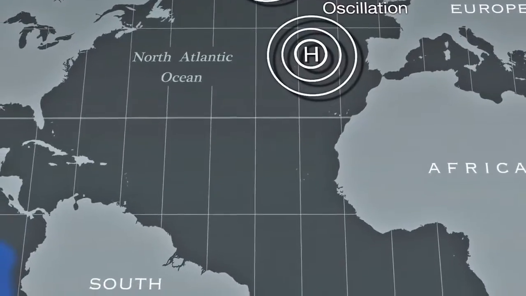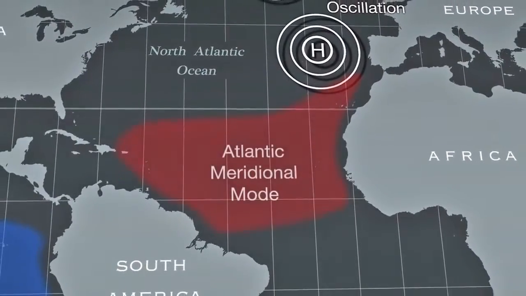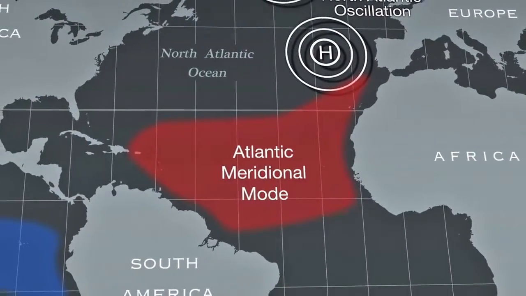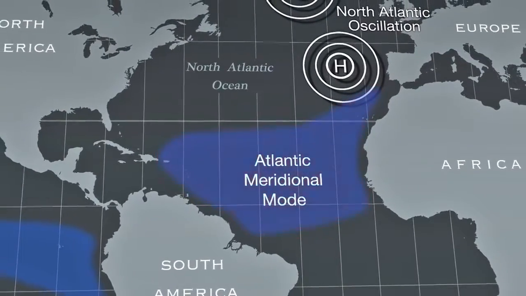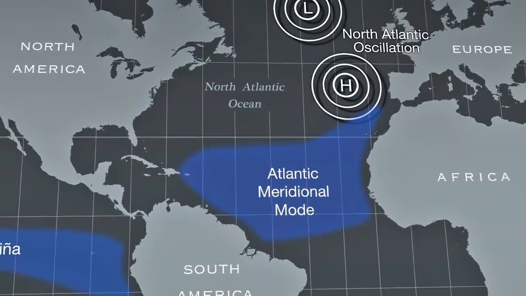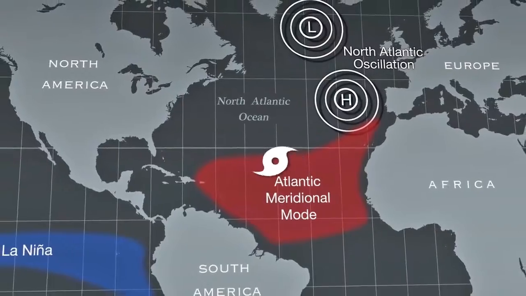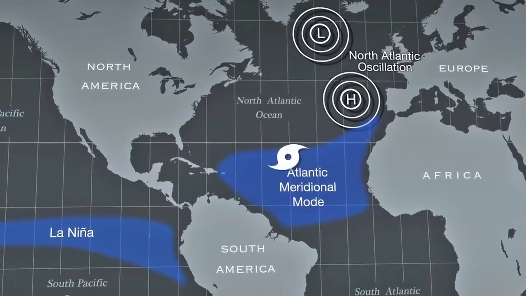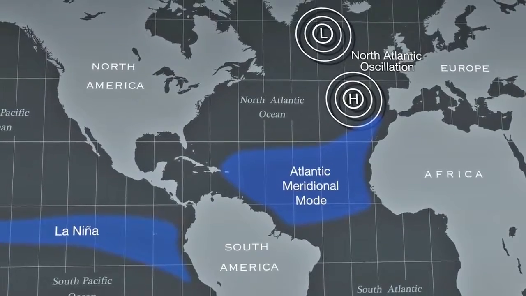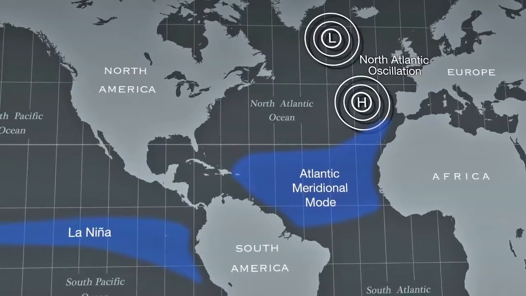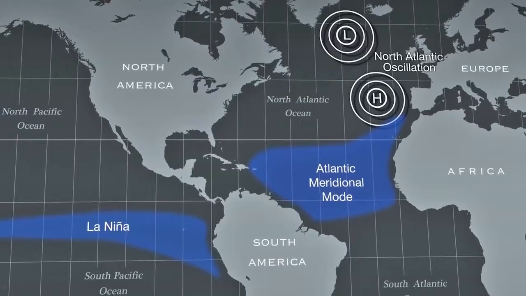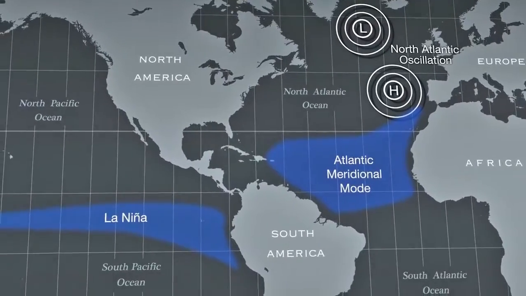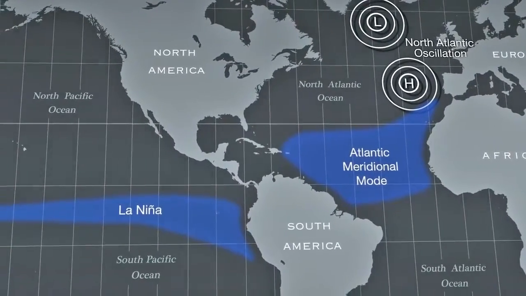Further south, the two phases of the Atlantic meridional mode describe sea surface temperatures, either warmer or cooler. When the area north of the equator is warmer than average, hurricanes are more likely to form. When the same area is cooler, hurricanes are less likely to form. Together, these factors can make or break a strong hurricane season, and understanding how they interact can help better predict the number and strength of hurricanes seen throughout the season.